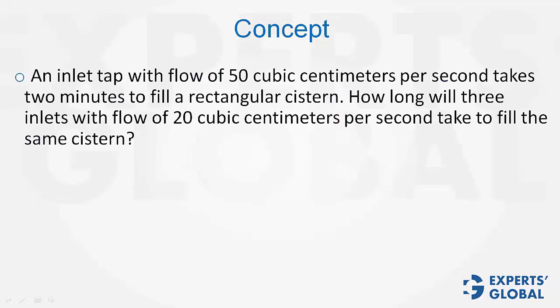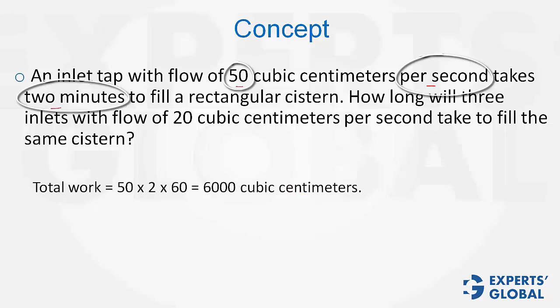Look at this one. In this question, the work done is in form of the volume of something. So total work done would be 50 cubic centimeters per second for 2 minutes. So total work is 50 times 2 times 60, these many cubic centimeters.